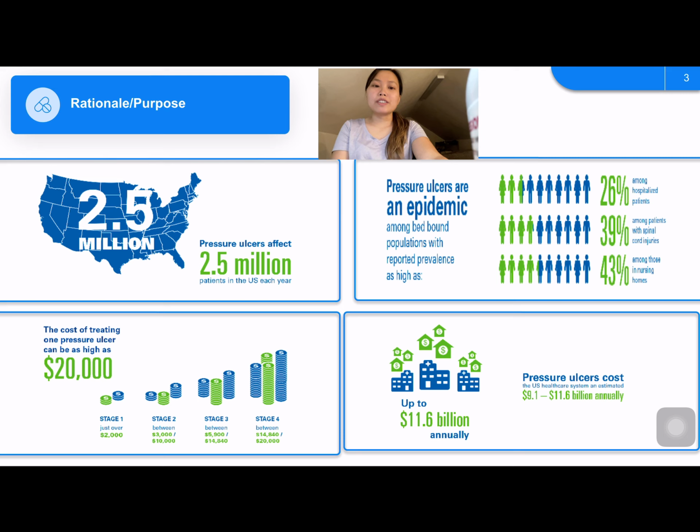So about the rationale and purpose of this project, like you can see on the screen, every year there are 2.5 million patients in US acute care facilities who suffer from pressure ulcers or pressure injury. And on the right side of the screen, you can see there are many types of patients who will suffer from pressure ulcer. These patients include patients in nursing homes, patients with spinal cord injury, patients who spend a lot of time in bed and are not able to mobilize, or sometimes in the ICU, patients in coma or loss of consciousness. So they have high risk to get a pressure ulcer.